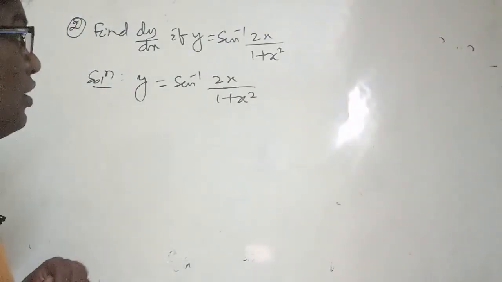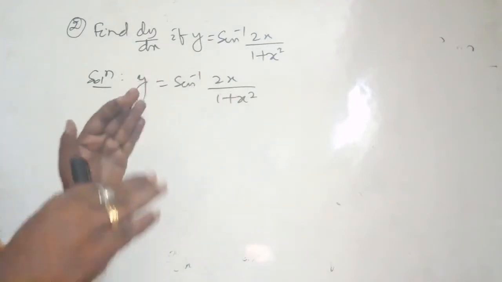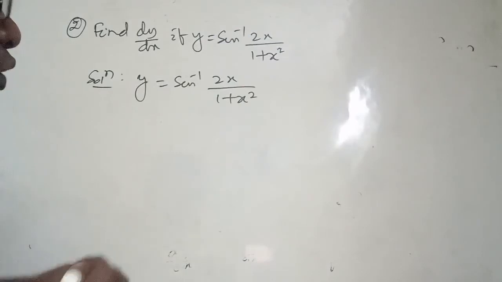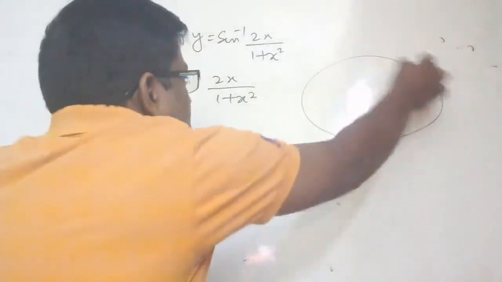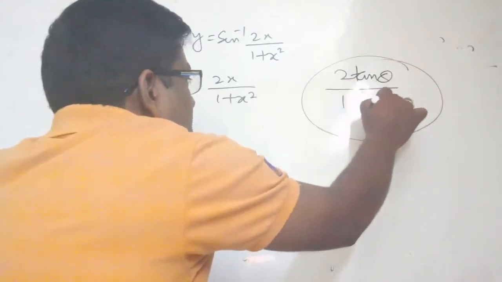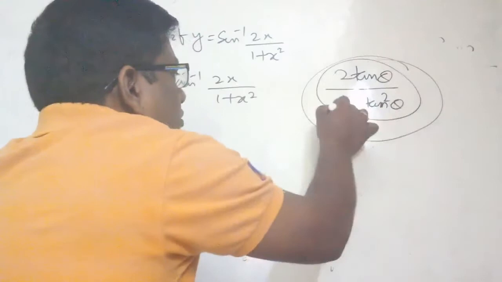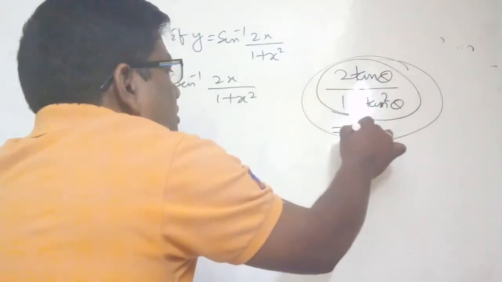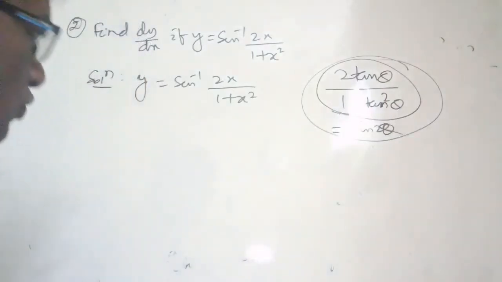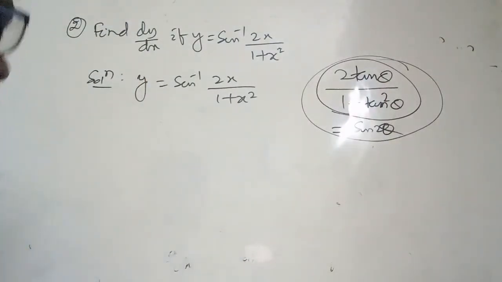What is the formula? 2 times of the function divided by 1 plus some trigonometric function square. Which formula? We know this formula is 2 tan theta divided by 1 plus tan square theta. This formula is for which function? This is sin 2 theta. So without knowing the trigonometric function, we cannot substitute. Okay.